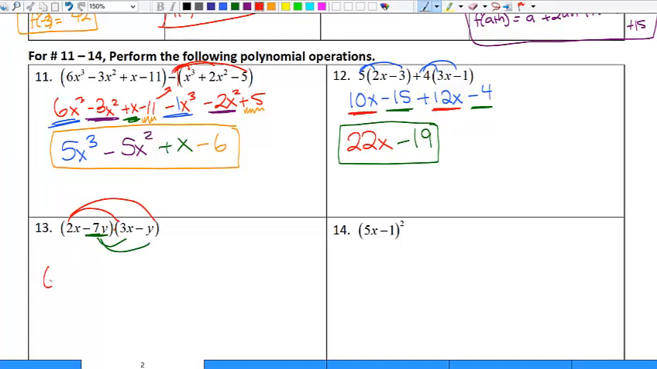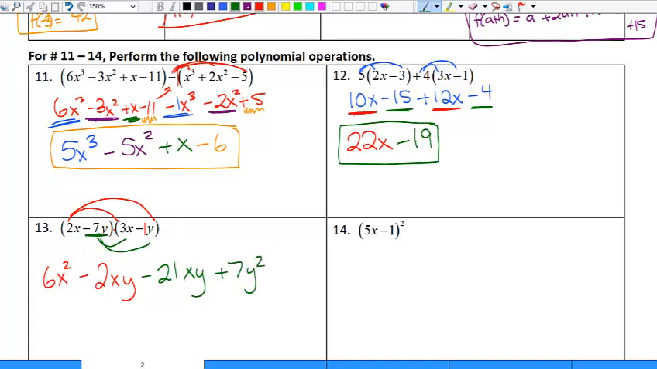2x times 3x is 6x squared. 2x times negative 1y is negative 2xy. Now I'm going to come back in green and grab the negative 7y and distribute that. Negative 7 times positive 3 is negative 21xy. Negative 7 times negative 1 is positive 7. y times y is y squared.